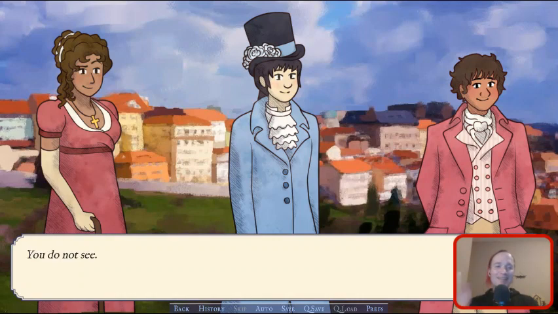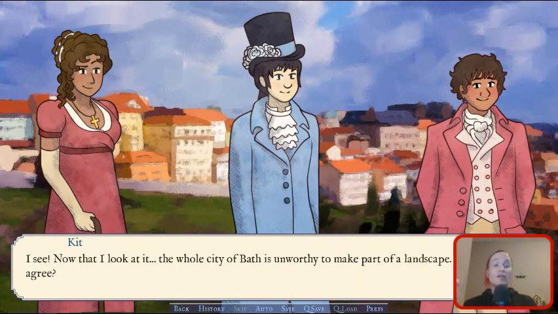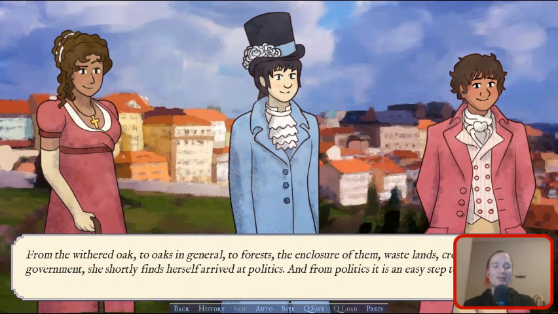I see. You do not see. Electra and the picturesque immediately follows. Mrs. Tilney talks of foregrounds, distances, and second distances, side screens and perspectives, lights and shades. I see. Now that I look at it, the whole city of Bath is unworthy to make part of the landscape. Would you agree? Delighted with your progress and fearful of worrying you with too much wisdom at once, Helen lets the subject decline. We screwed that up. From the withered oak to oaks in general, to forests, the enclosure of them, wastelands, crown lands, and government, she shortly finds herself arrived at politics, and from politics is an easy step to silence.